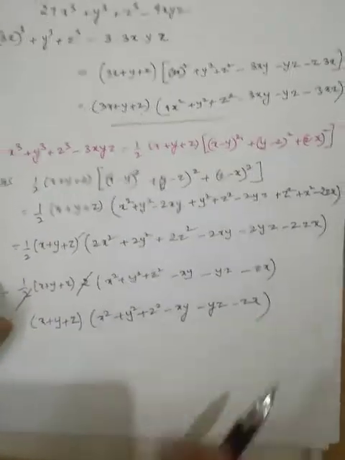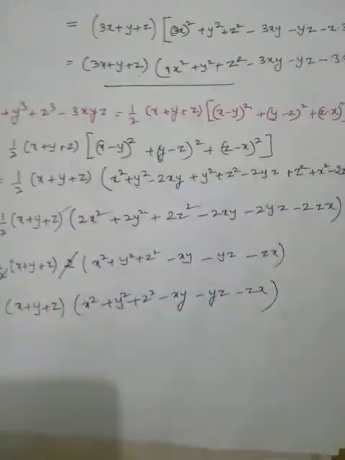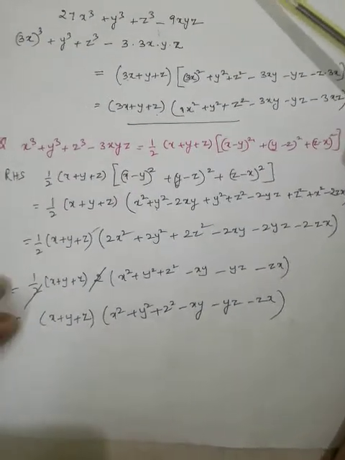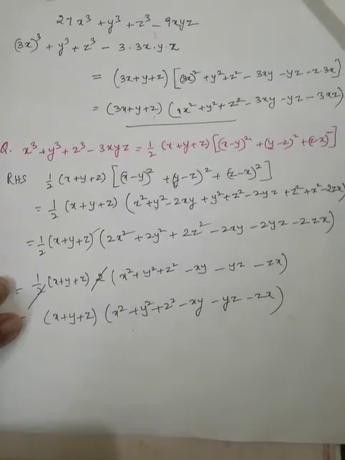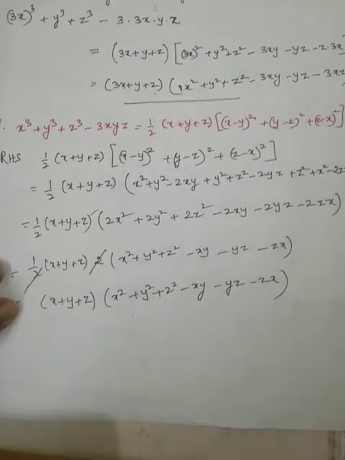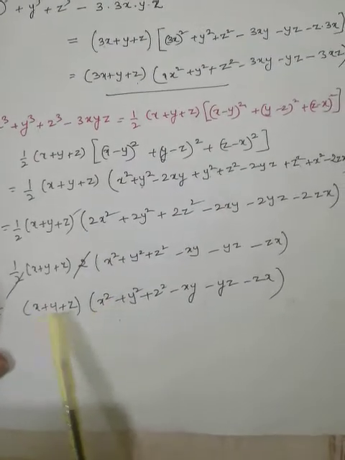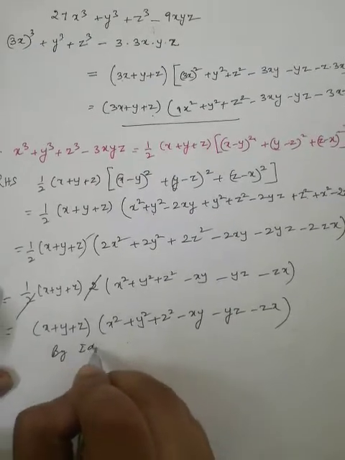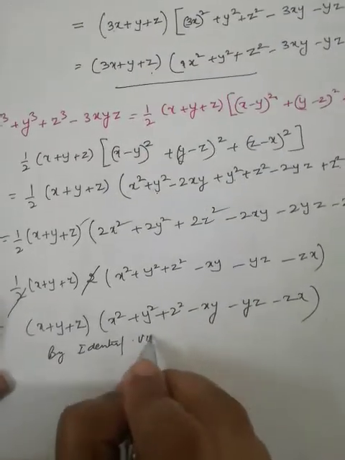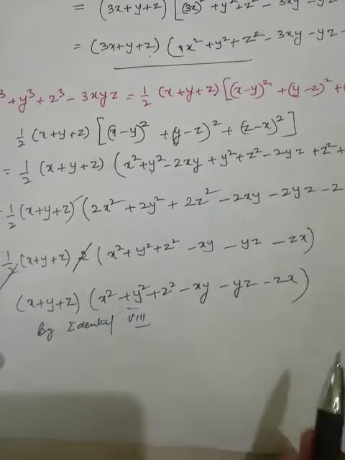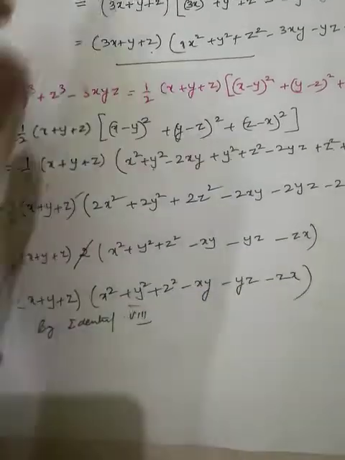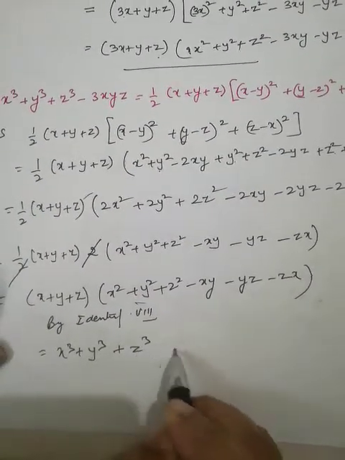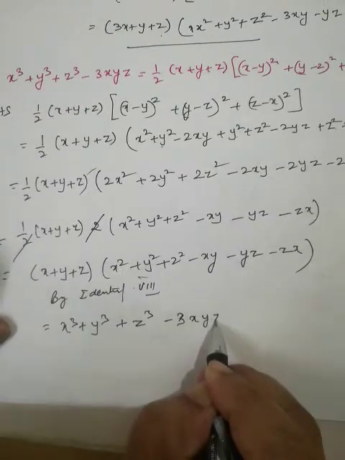And what is this actually? It is nothing but the identity number 8. Look at the identity number 8. It is written as (x plus y plus z)(x square plus y square plus z square minus xy minus yz minus zx). Same thing here also. So this is by identity number 8. I can directly write by identity 8, but in the exam you have to write the identity. So this whole thing is nothing but x cube plus y cube plus z cube minus 3xyz.